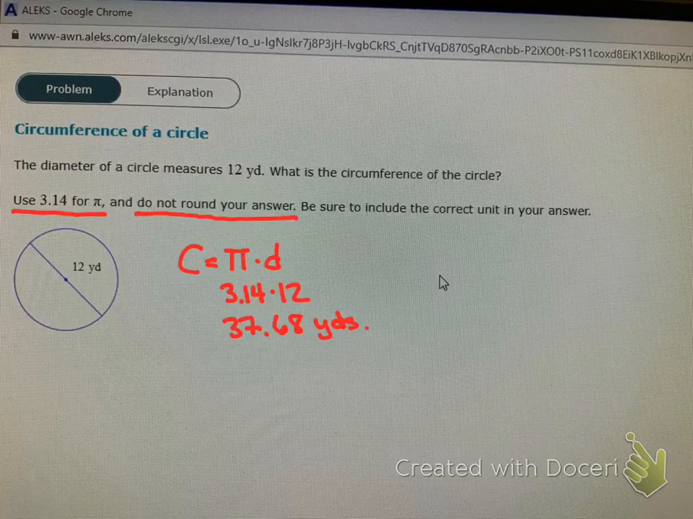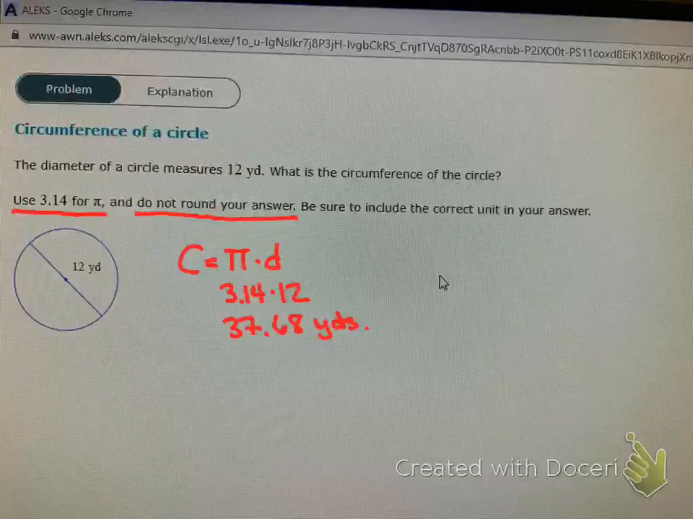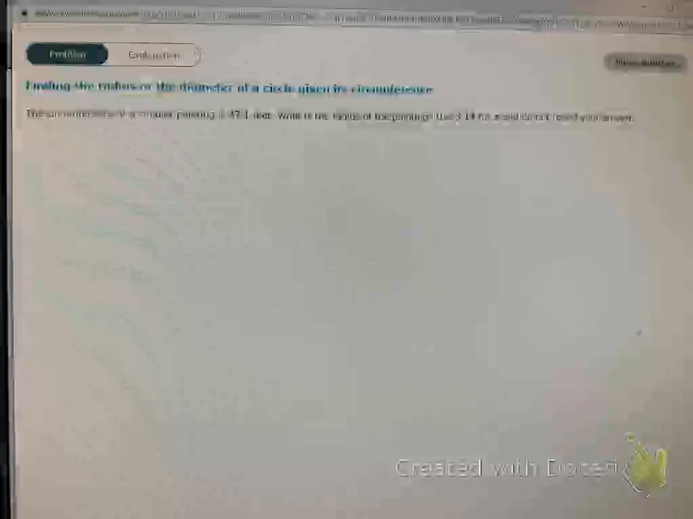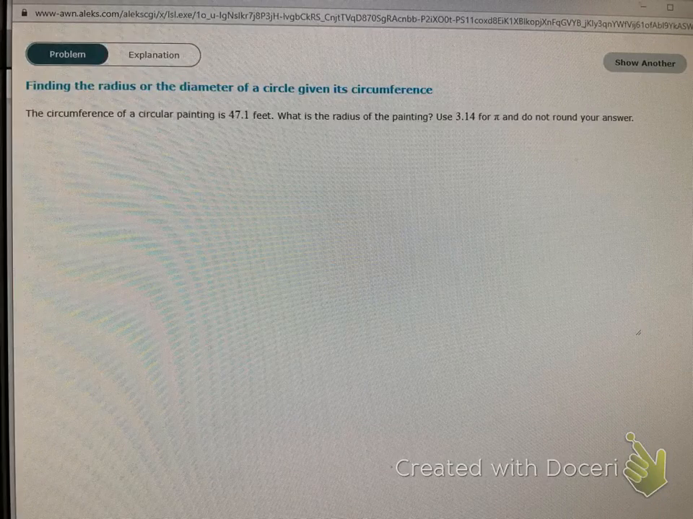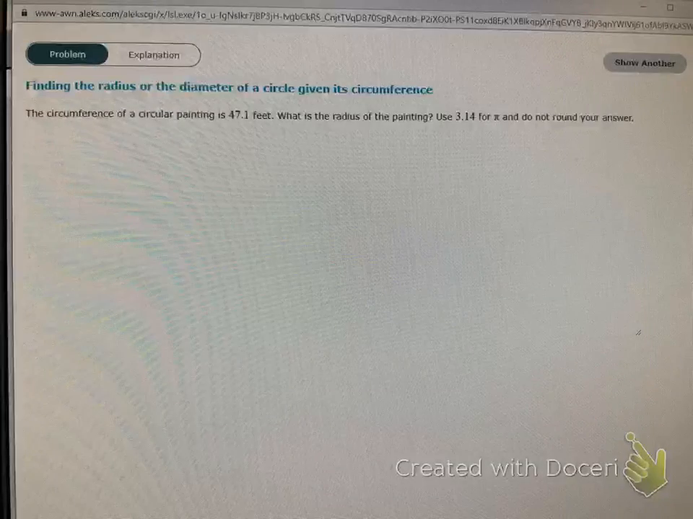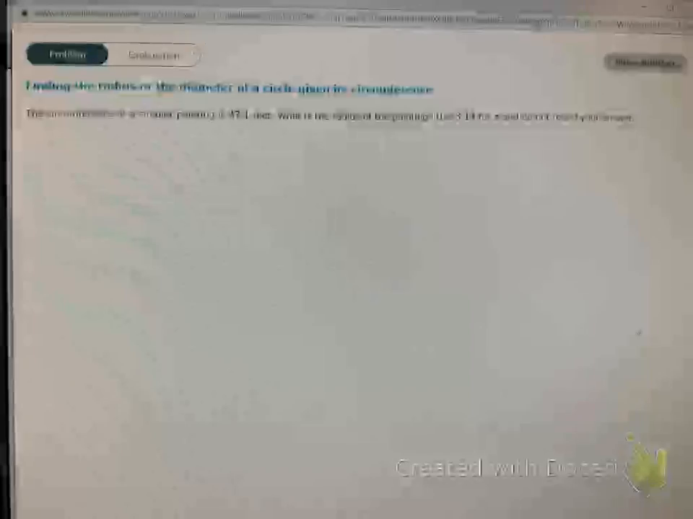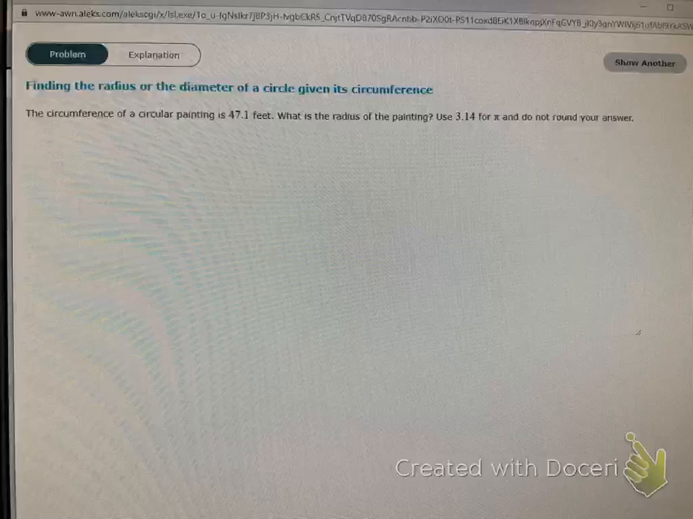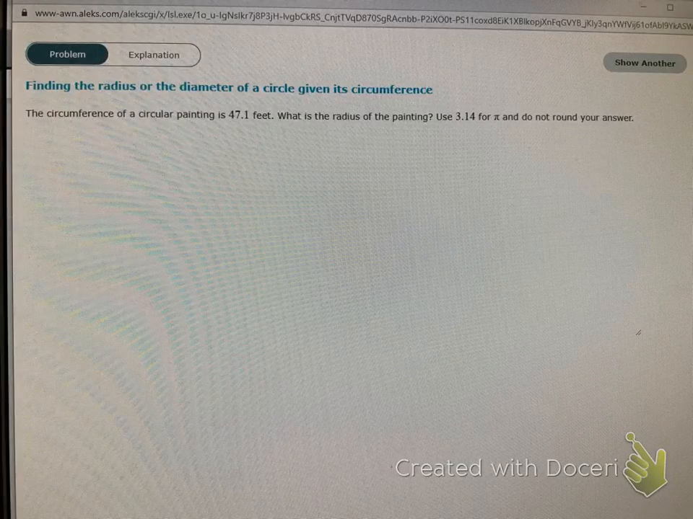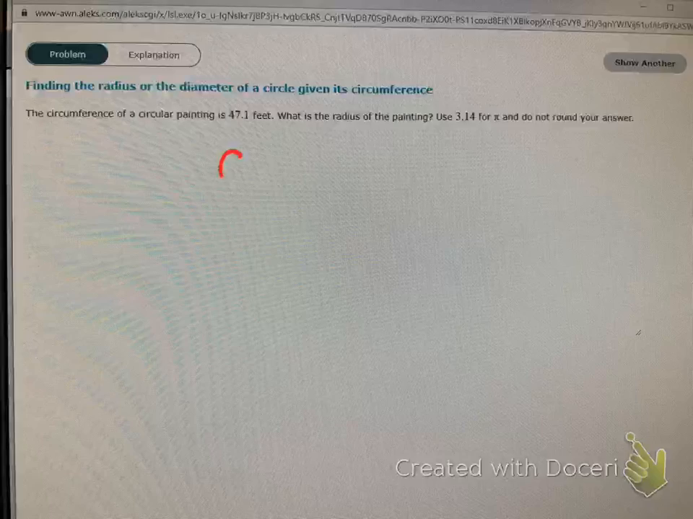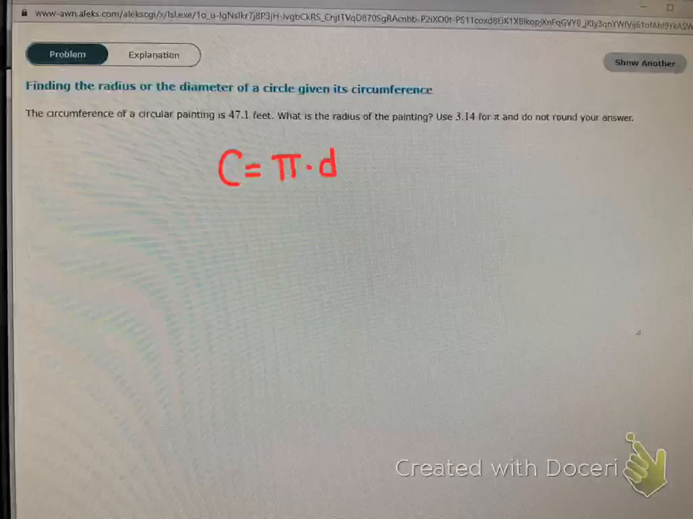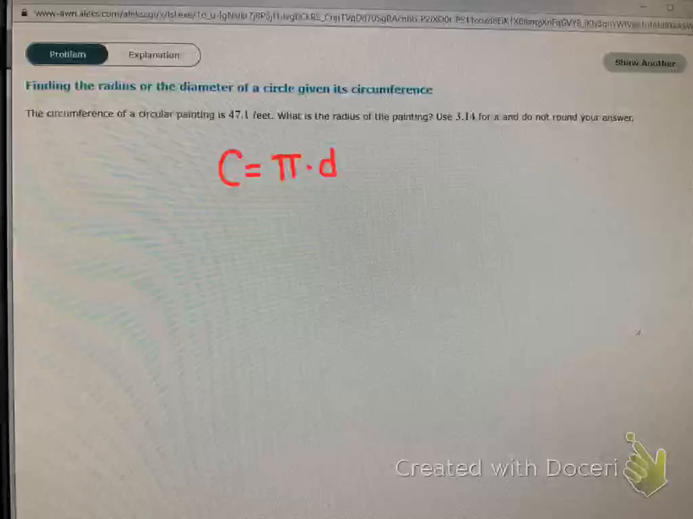So now I'm going to switch to another problem. This one is on finding the radius or the diameter of a circle given its circumference. It says the circumference of a circular painting is 47.1 feet. What is the radius of the painting? Again, we're going to use 3.14 and we're not going to round. So again, our formula is circumference equals pi times the diameter. We want to find the radius here.